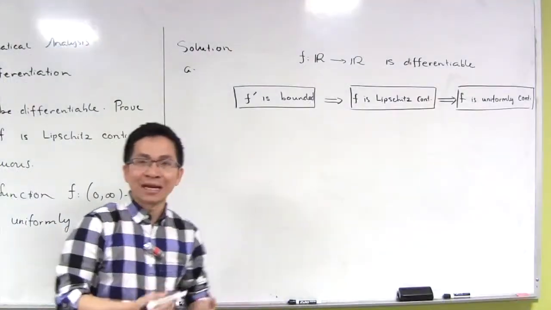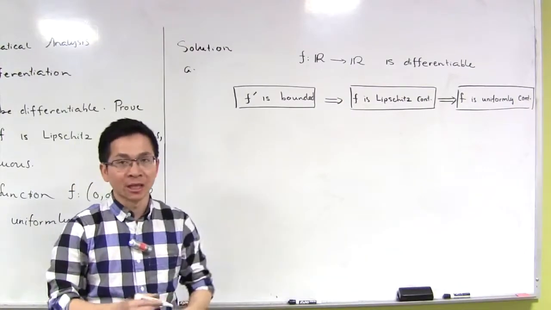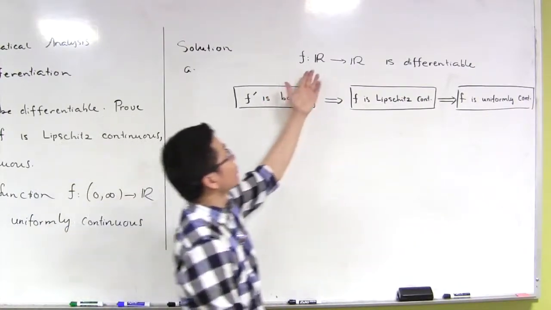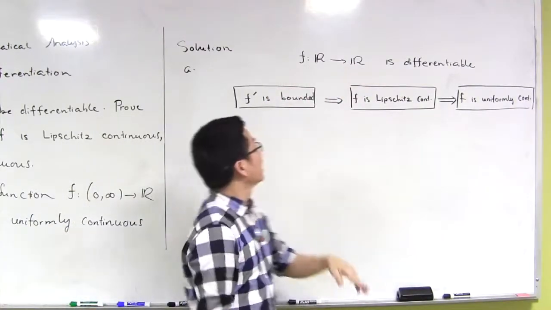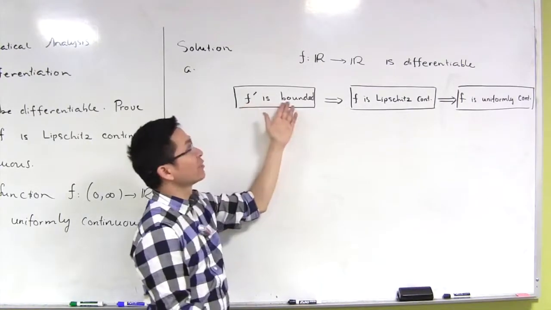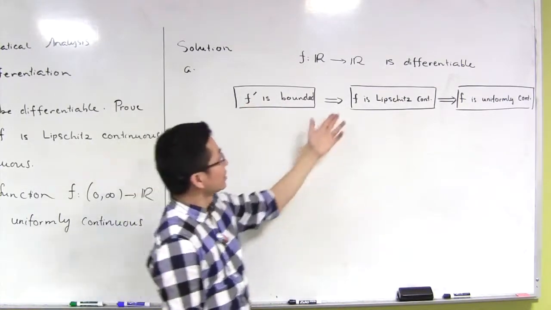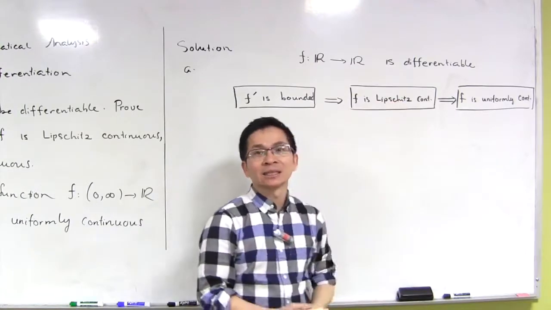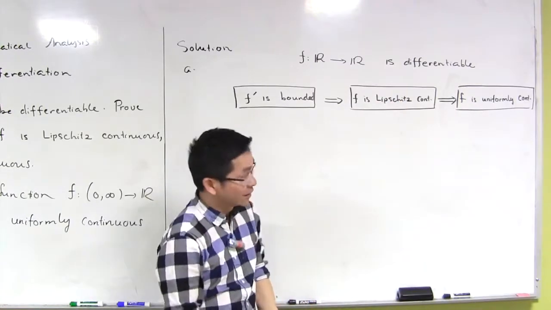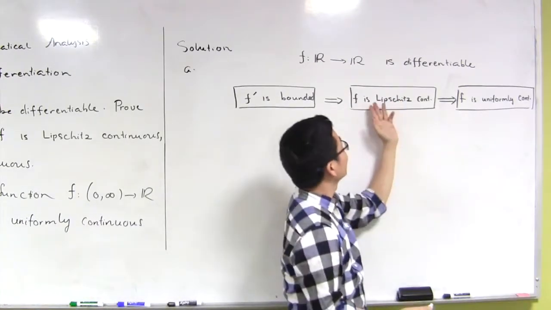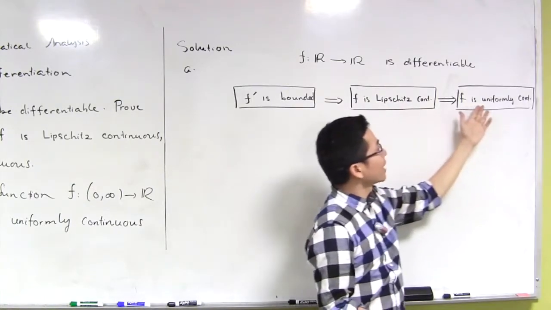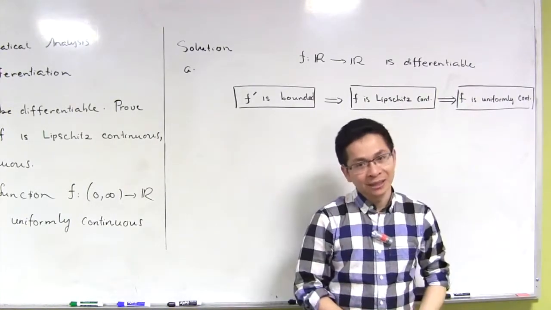After solving the first part of the problem, we have the following observation. Given a differentiable function from R to R, if the derivative of the function is bounded, then the function is Lipschitz continuous. And from the definition, we can see that if f is Lipschitz continuous, then it is uniformly continuous.